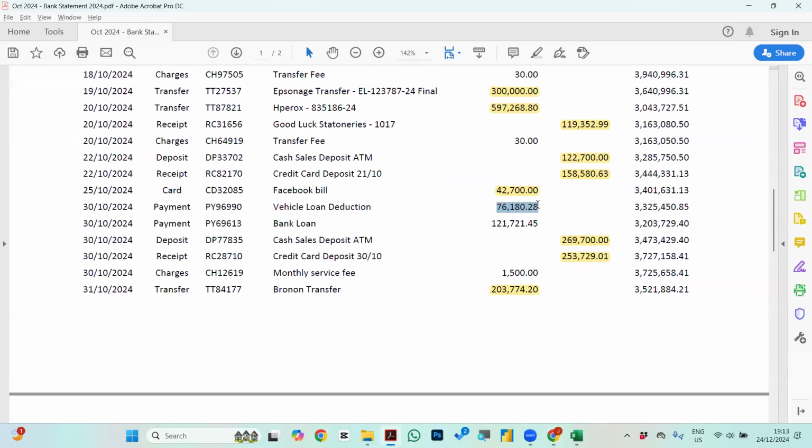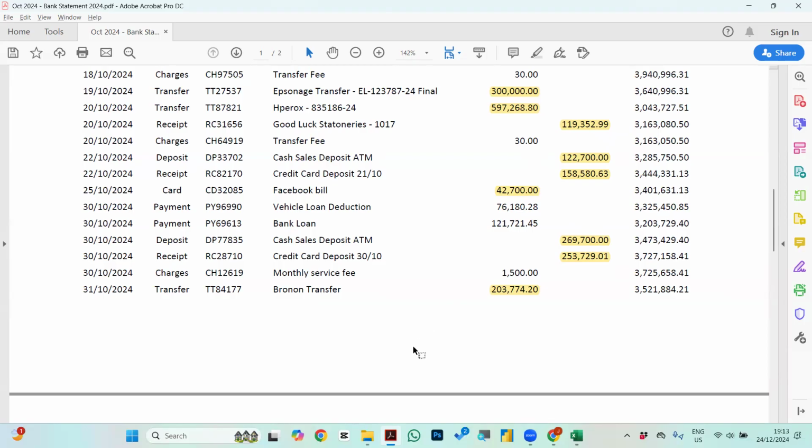Now we have got two things to do. One is the vehicle loan. The other one is the bank loan. We'll check this one now. Rahman, you're there? Sir. Yeah. Okay, ask me any questions. If you don't understand something, I'm going to keep talking, so just ask me if you have a question.